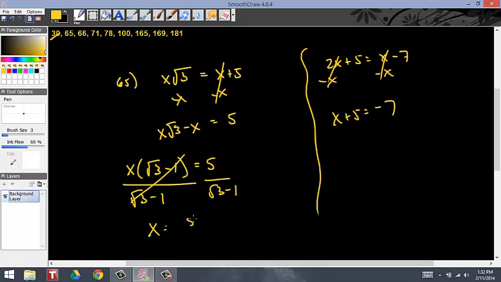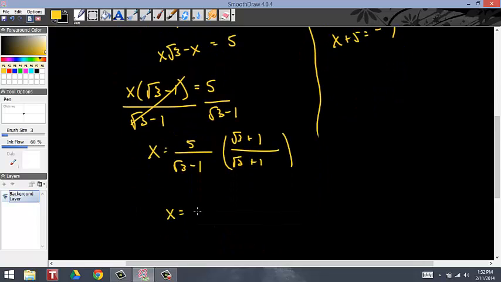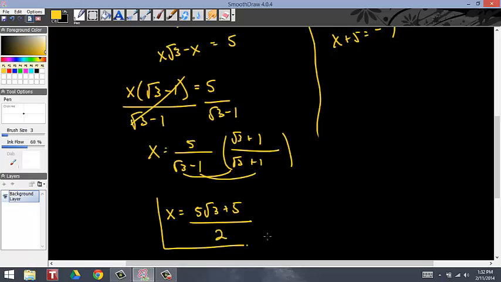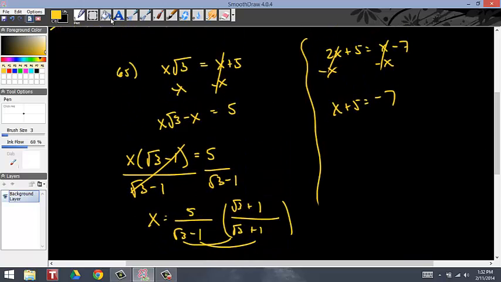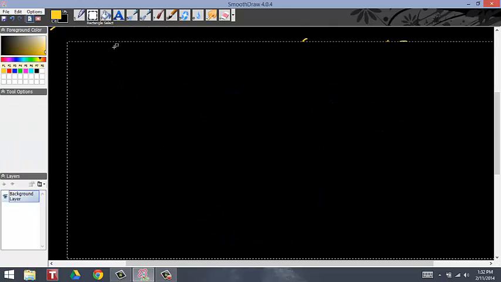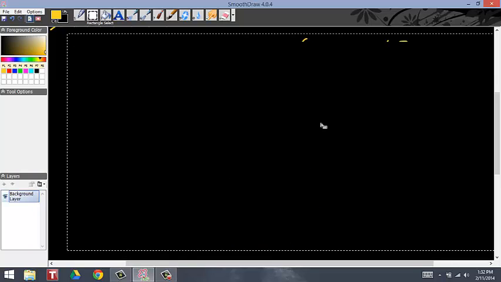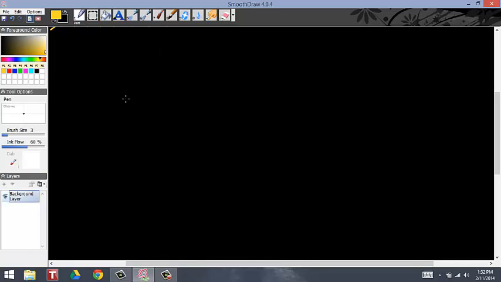Those are going to go away. You get x equals 5 over rad 3 minus 1. However, what do I need to do with my answer, Daniel? Conjugate. Rad 3 plus 1. So this is going to be x equals 5 rad 3 plus 5 over 3 minus 1, which is 2. All right? This is a good problem right here because it really tests your algebra skills. All right. That was number 65.